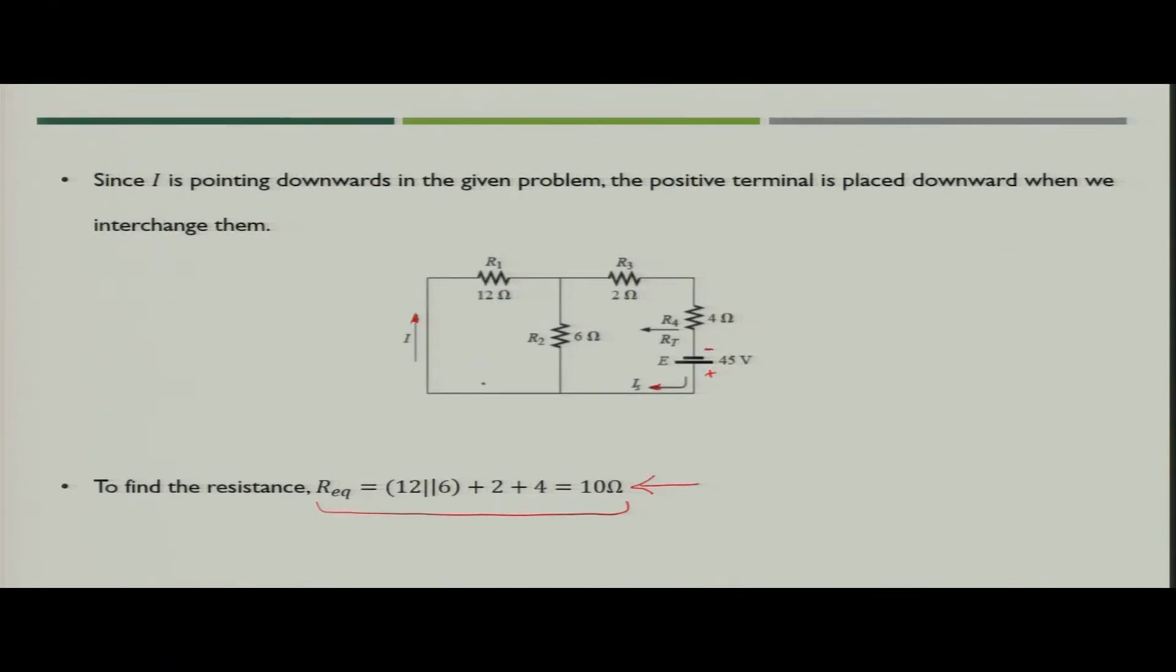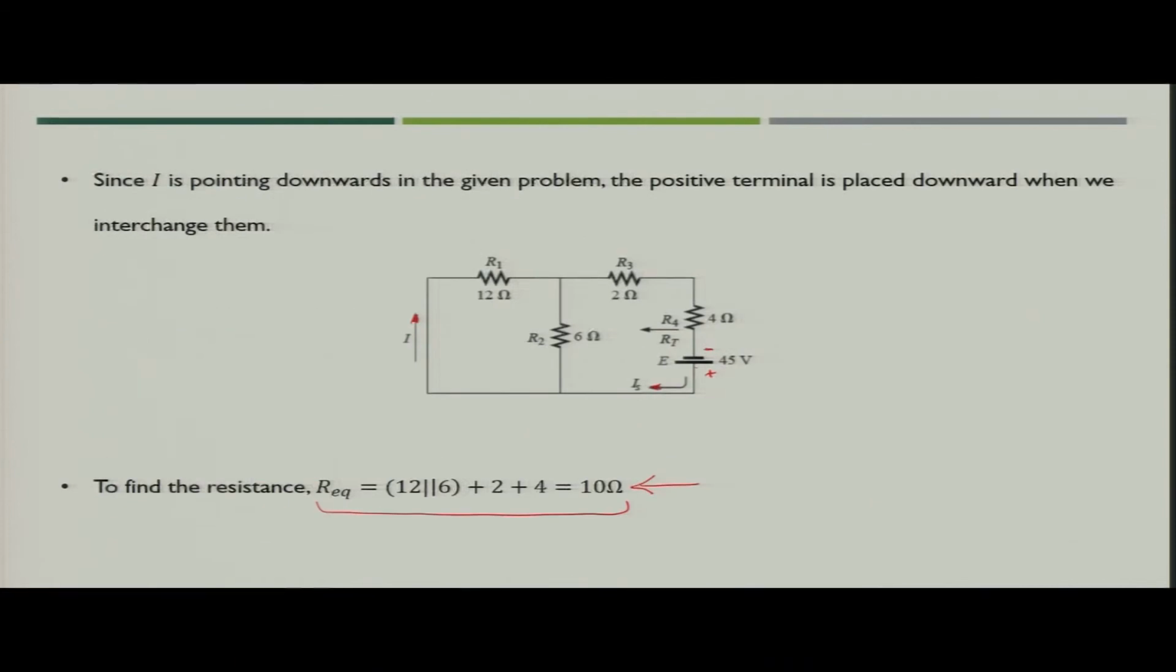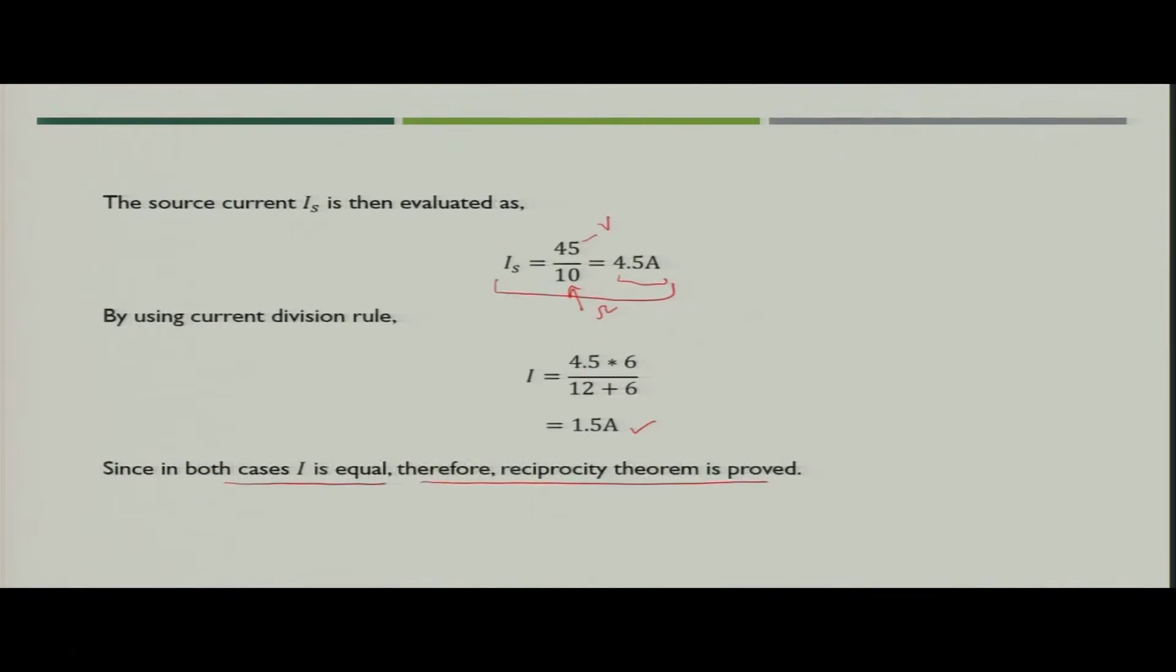So, the circuit is modified and we place the voltage source in such a way that the current coming out of the voltage source is in the same direction, and we short circuit the segment where the voltage source was connected, and we found that the value of I is the same as it was in the previous case. So, this justifies that the reciprocity theorem is applicable in this particular case.